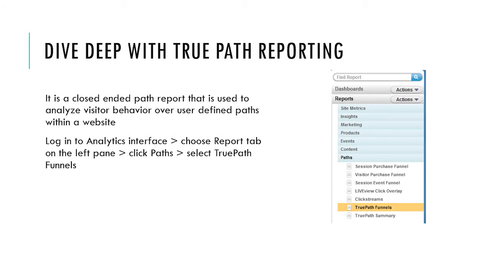Let's see how this report can be made. First of all, you will have to log into the analytics interface. Choose the report tab on the left pane, click paths, and then select true path funnel.